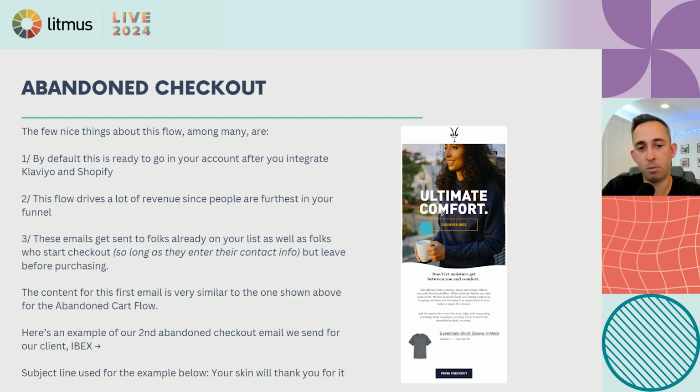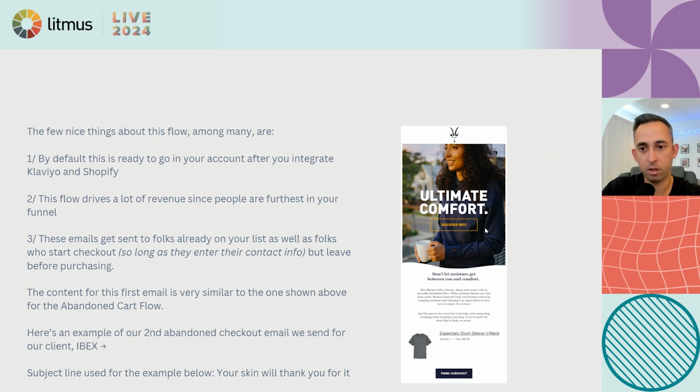And this is similar to the other example. This is for another client called Ibex. This is a second abandoned checkout email for them. And this basically says "your skin will thank you for it" as a subject line. And it just talks about the quality and the comfort and really sells why this product is so great and why so many people love it.